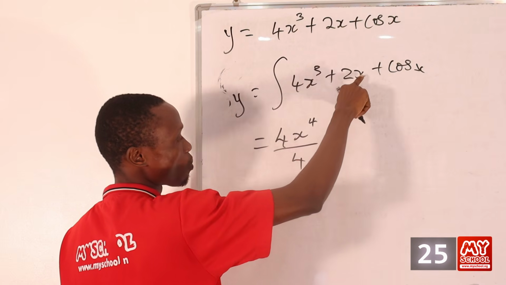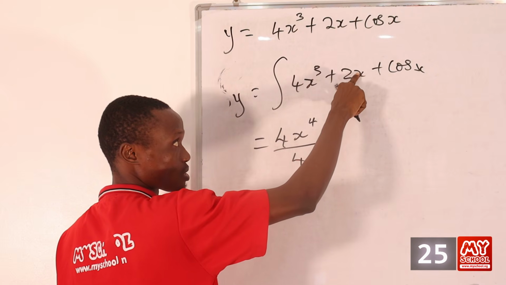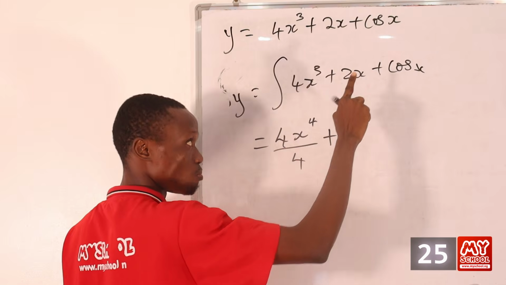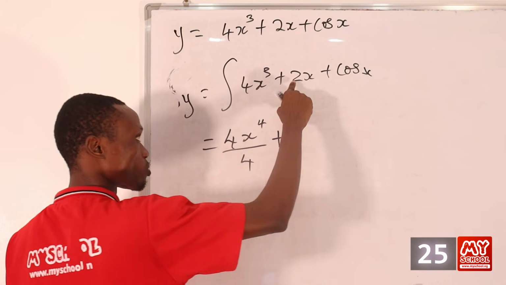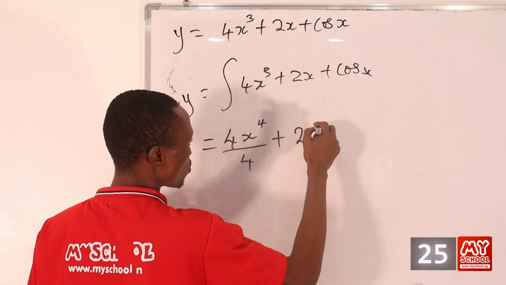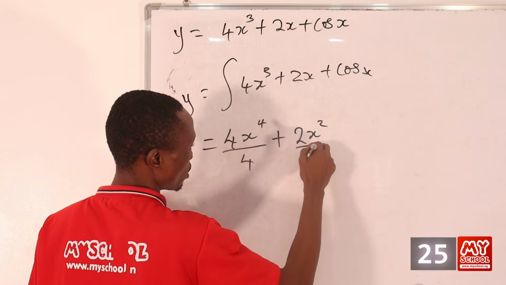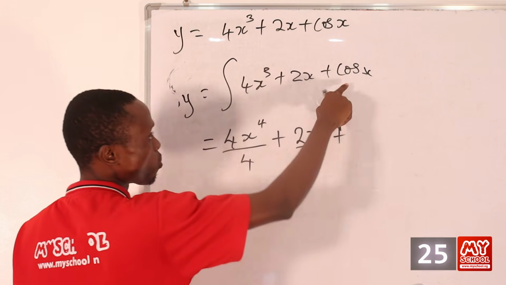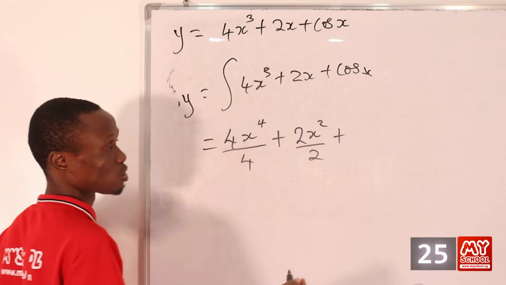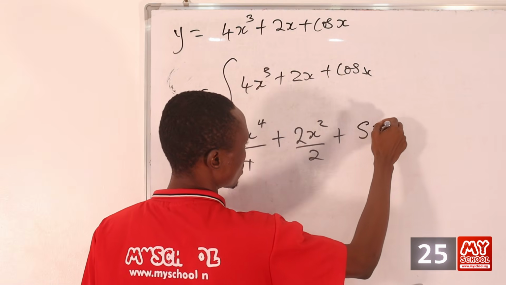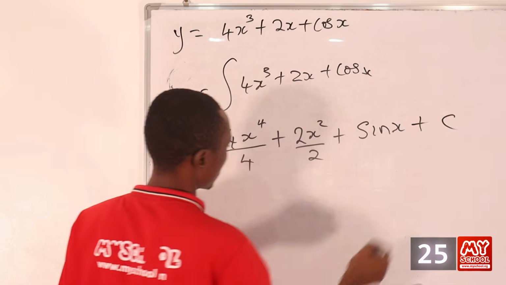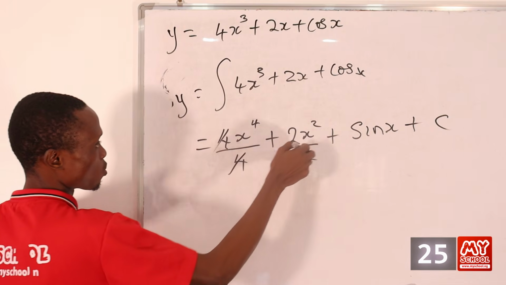Then plus, the power of x in 2x is 1. If we add another 1 to it, it becomes 2, so we use that to divide. You'll have 2x raised to the power 2 divided by 2. Then plus, when we integrate cos, it's going to be sine, so this will give us sine x. Then add our constant. So 4 will cancel out 4, and 2 will cancel out 2.